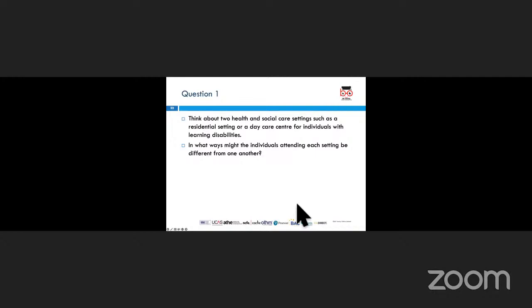So if I look at, for example, a residential setting. Can you think of a residential setting? Residential setting being, we are looking at primarily a care home. And in that care home, we would talk about, for example, taking care of elderly people. That setting would be one where we are talking about people who would require help to carry out their day-to-day activities.